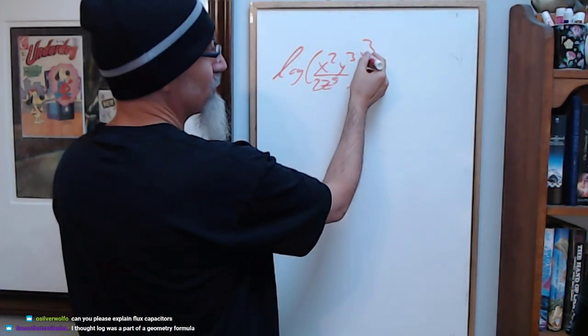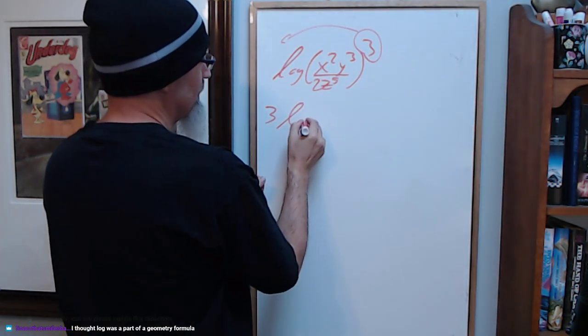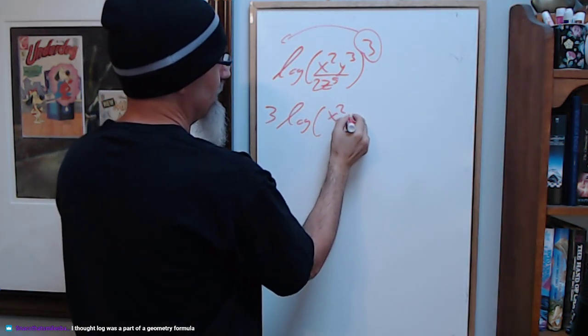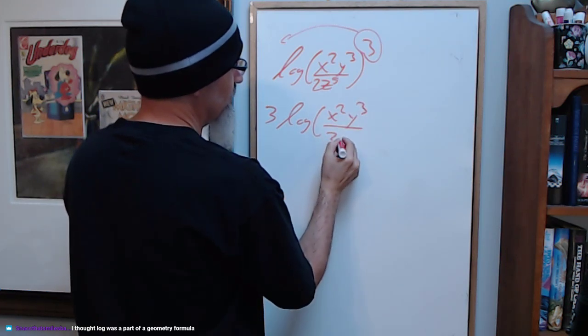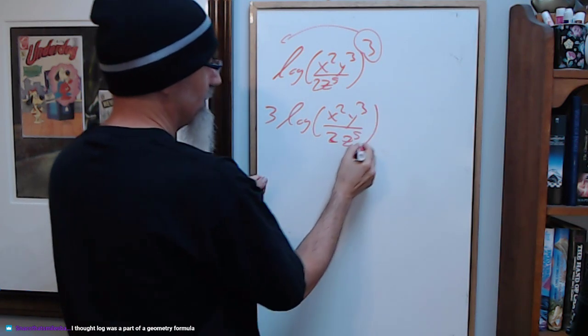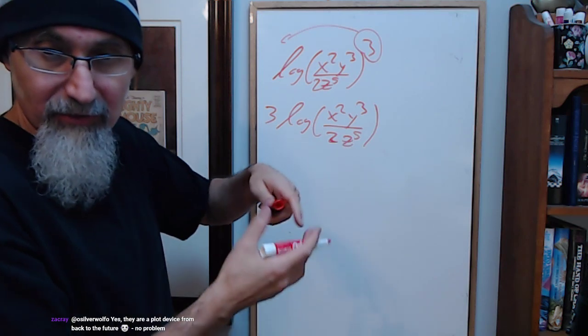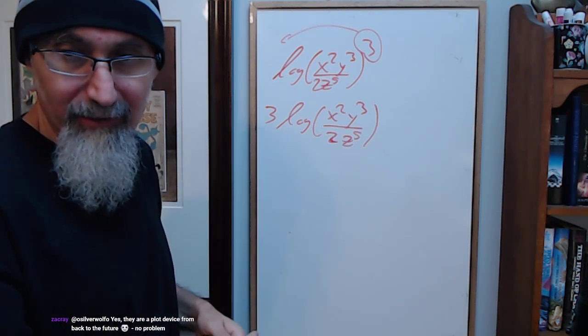Take a look at this. Here's one rule we're applying. We can take the exponent and kick it down. So this is 3 log of x squared y cubed over 2z to the power of 5. Right? Well, the other rule we have is for multiplications and divisions, or additions and subtractions, right?